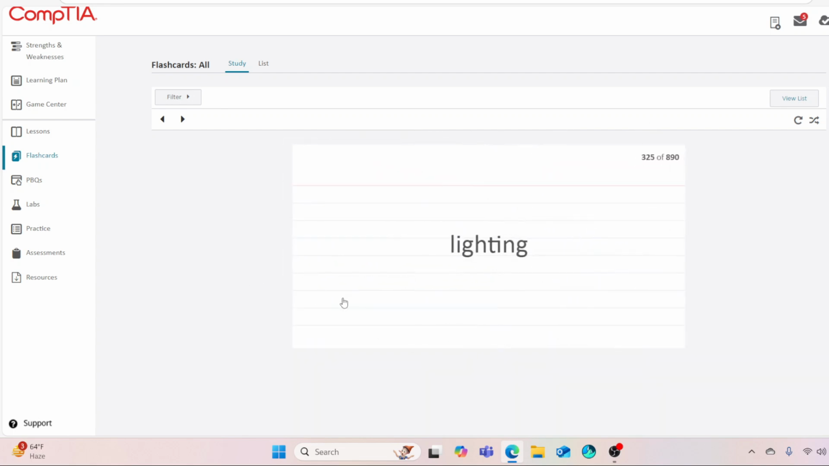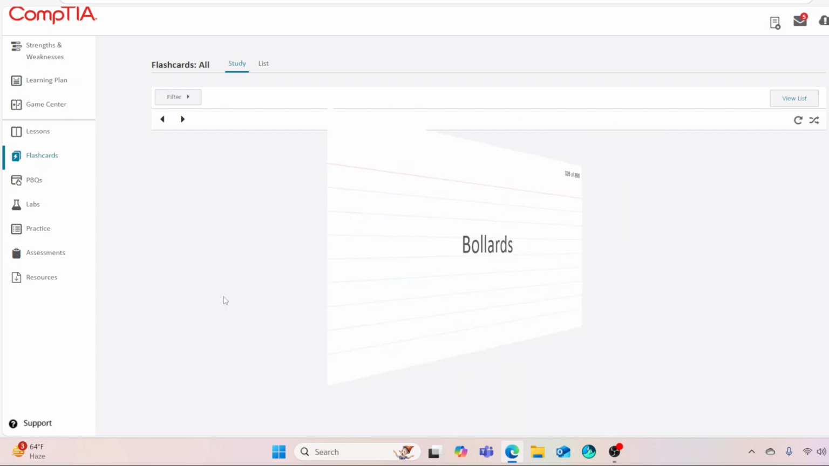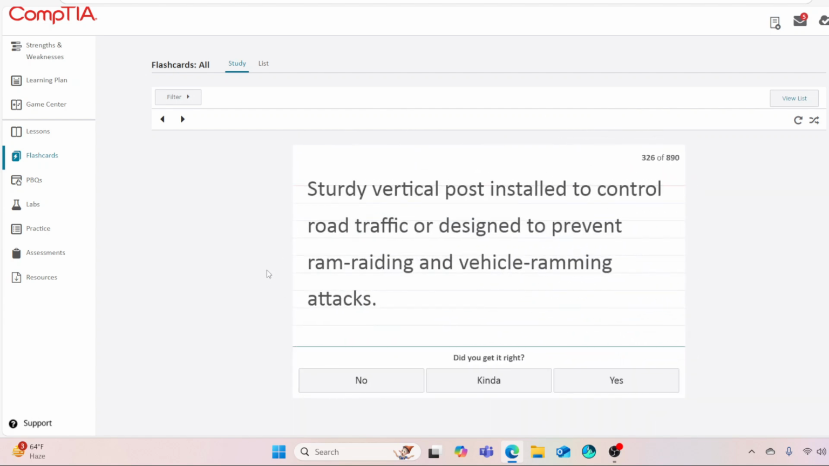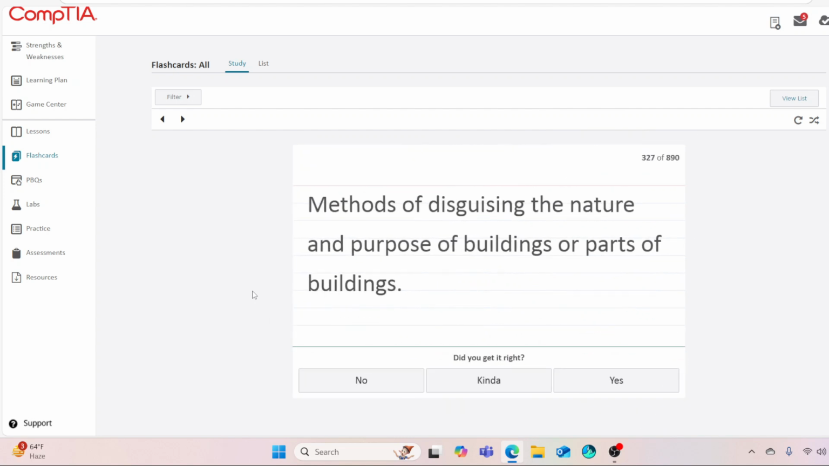Lighting. Physical security mechanisms that ensure a site is sufficiently illuminated for employees and guests to feel safe and for camera-based surveillance systems to work well. Bollards. Sturdy vertical posts installed to control road traffic or designed to prevent ram raiding and vehicle ramming attacks. Industrial camouflage. Methods of disguising the nature and purpose of buildings or parts of buildings.